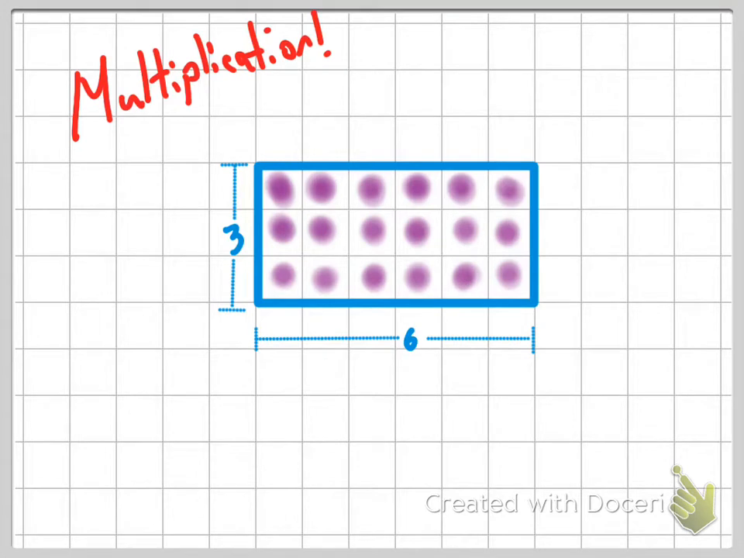And so that's kind of all multiplication is. It's just an expansion of addition, right? We have 3 rows of 6. So 6 plus 6 plus 6 is 18. 6 plus 6 is 12, plus another 6 is 18. So that's all multiplication is.